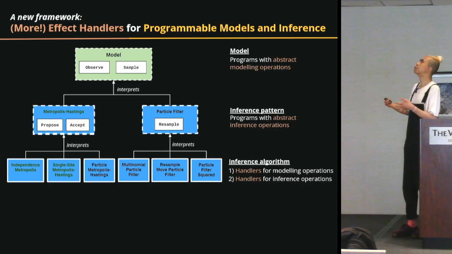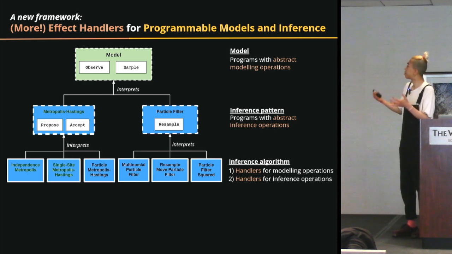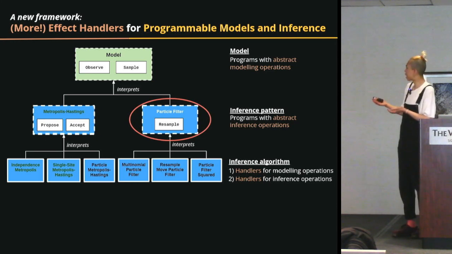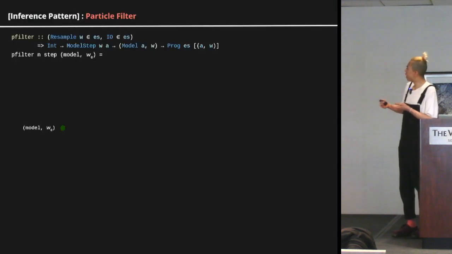Okay, so I've shown you how you can derive two concrete algorithms from the same abstract program for Metropolis-Hastings. Well, the same idea holds for particle filters, which you can also think of as programs with abstract operations. So let's have a look at how this works. It's a bit more interesting than Metropolis-Hastings.